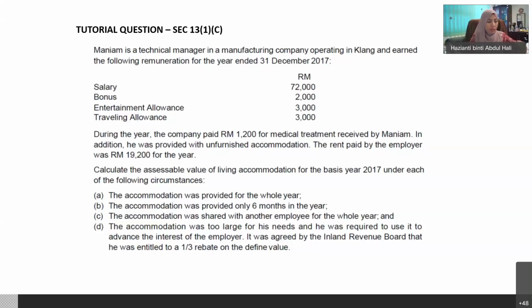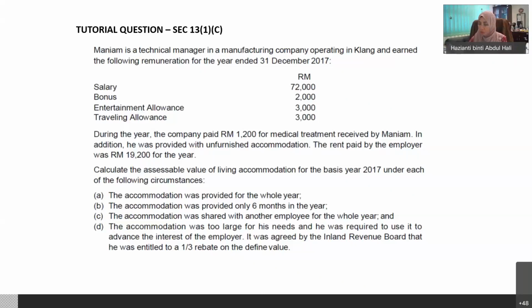So how do we start with this kind of question? Kita boleh terus kira accommodation je ke? How do we start? Anyone? How do you start to answer this question? Mesti mula dengan section 31A dulu.